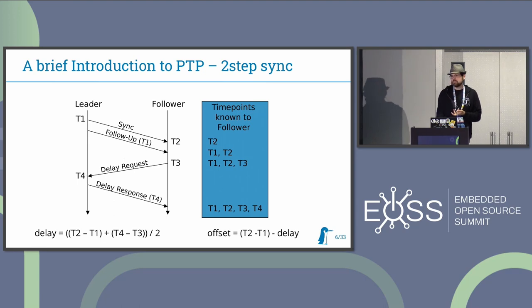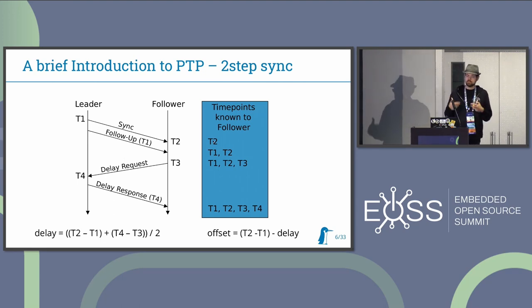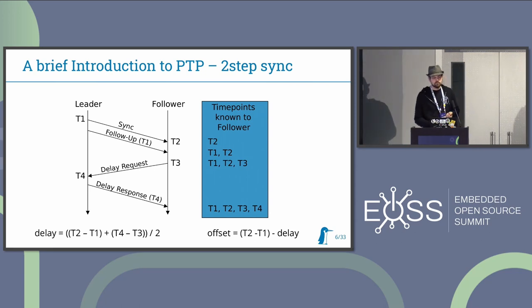In that blue box, I tried to recall which timestamps are known to the follower clock at a certain point in time. If you follow through, there are those nice formulas, that's the only math we're going to encounter in that talk. And you can actually calculate the delay and the offset of those two different clocks, and you can use that for compensating for the path delay and for the clock's offsets. And you can use that to calculate from the sync point in time and to basically retune your clock or calculate the clock offsets of leader and follower. That's the basic idea of how you do PTP, and that's the basic idea of how basically any time synchronization protocol in the world works.